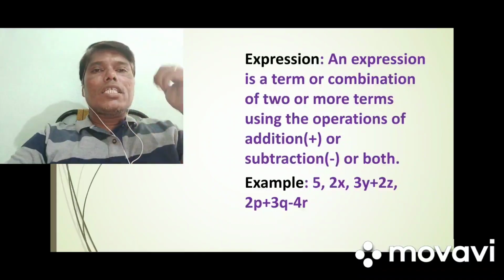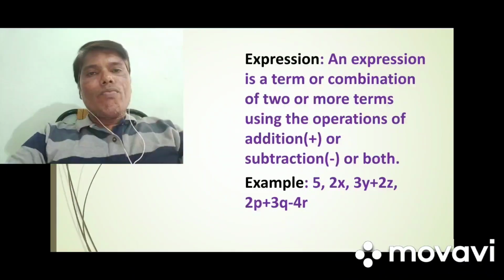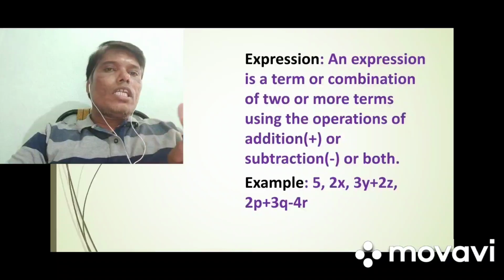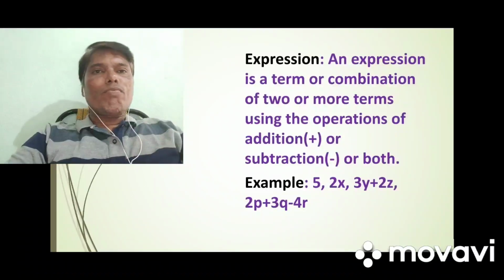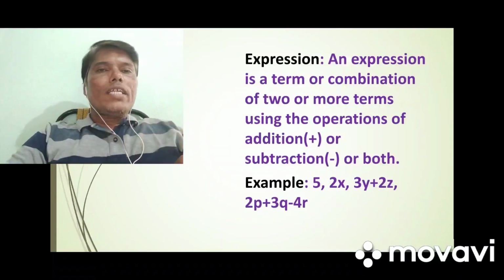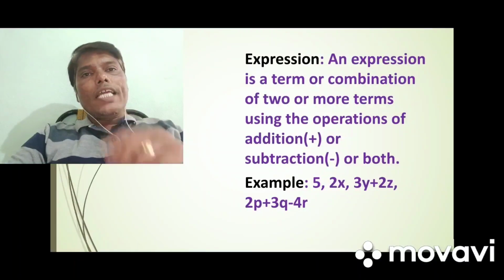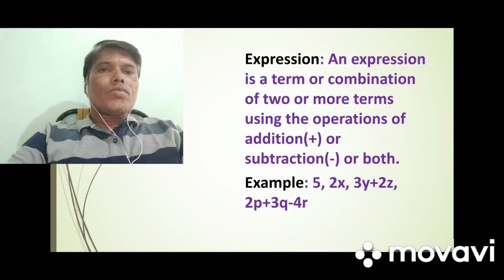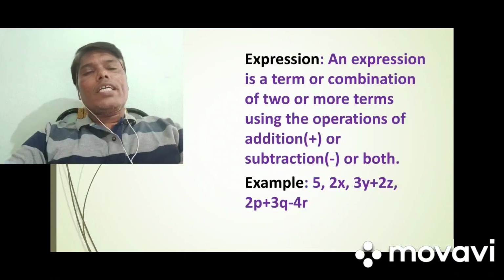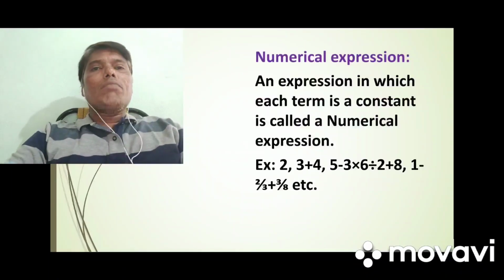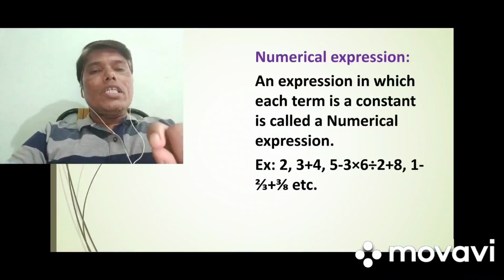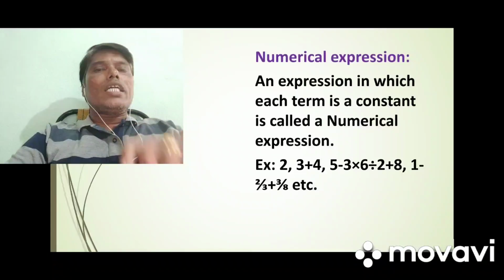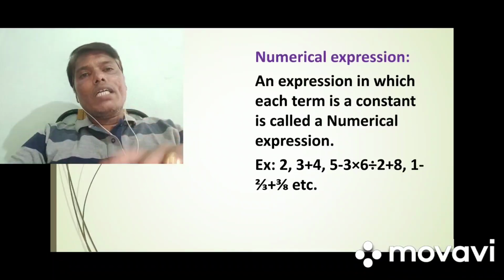So from this discussion it is clear that an expression can have one term or two terms or three terms, or it can have more number of terms. Using the constants and variables, whatever you write will be treated as an expression. And the expressions are of two types, numerical expressions and algebraic expressions. A numerical expression is an expression in which each and every term is a constant. If you don't see a variable in that expression, we can call it a numerical expression.